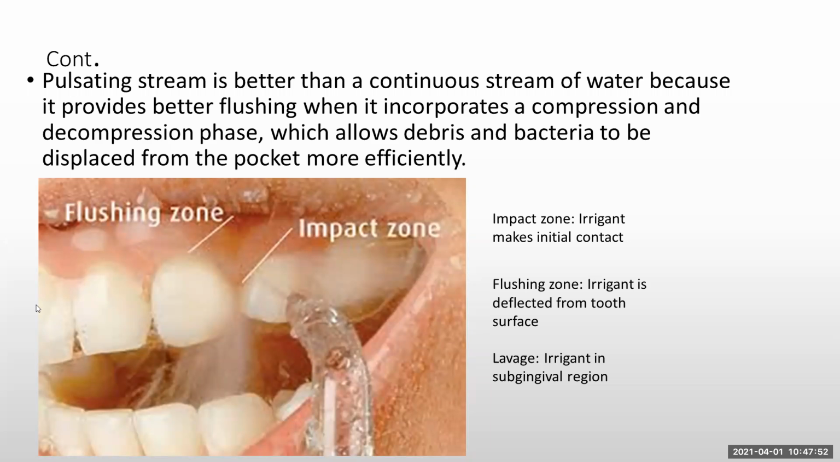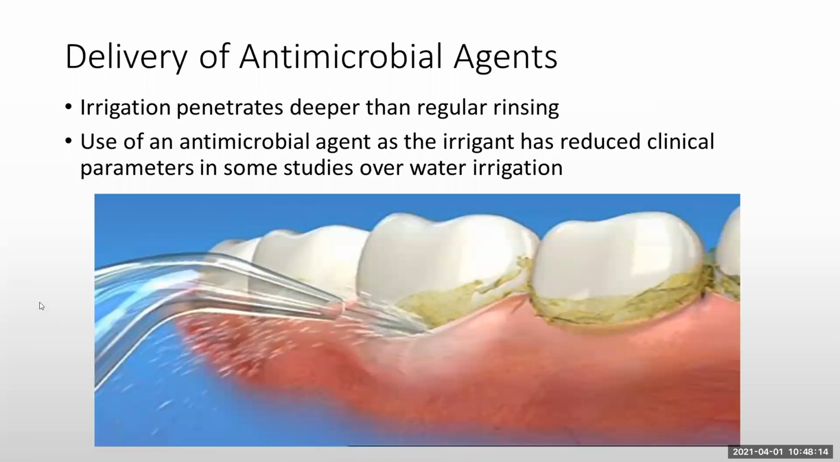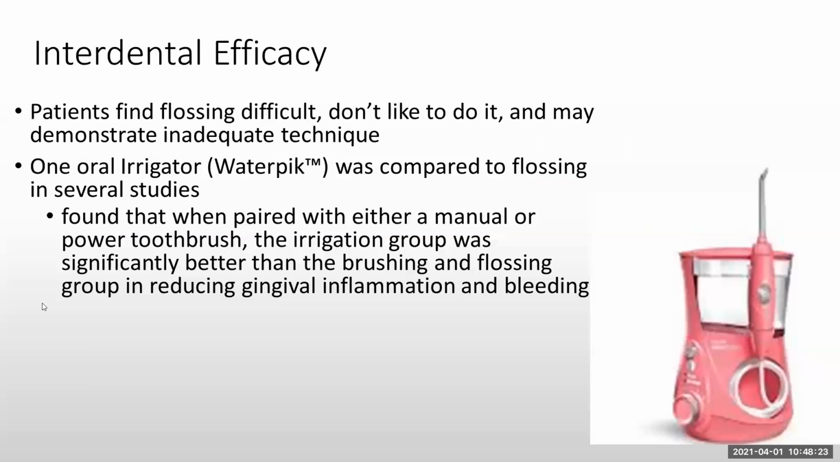than the impact zone. In the impact zone, the irrigant makes initial contact. In the flushing zone, the irrigant is deflected. And then you've got your lavage, where the irrigant is in that subgingival region and then coming back out again. And that's where you want the pulse. Pulse, pulse, pulse, pulse. It's going to get much farther underneath the gum tissue. It's a good way to get medicaments underneath the gum tissue, and lavage out.